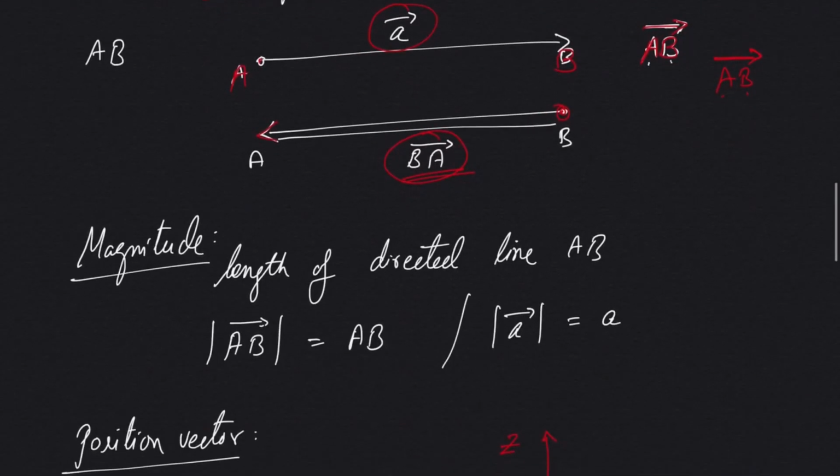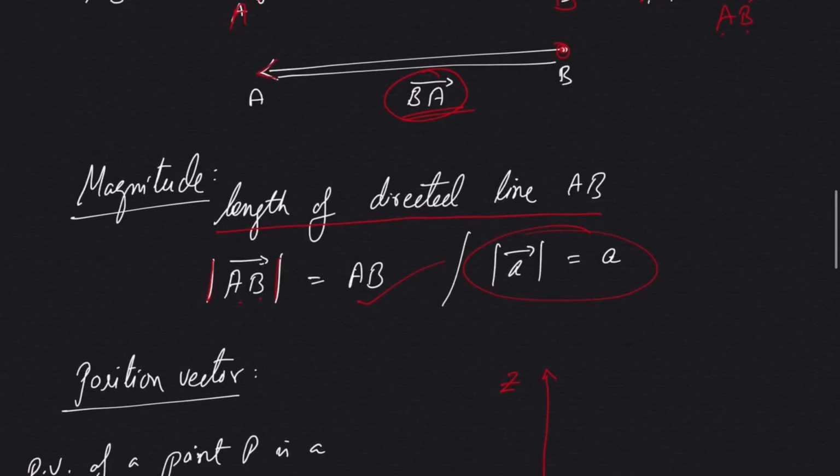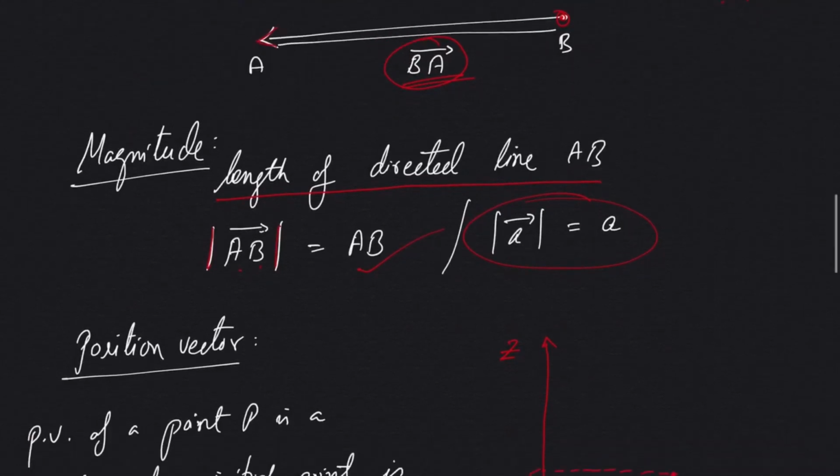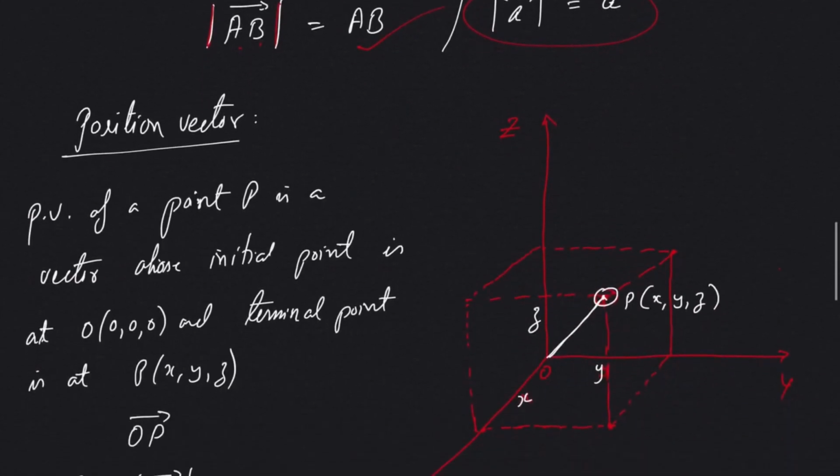Now about the magnitude of a vector. What do you mean by the magnitude of a vector? The length of the directed line, in short, is called the magnitude. It is denoted by the modulus of the vector AB, or the magnitude, that will be AB. Alright, or in this notation also. Alright, now moving on to the next topic, that is position vector.